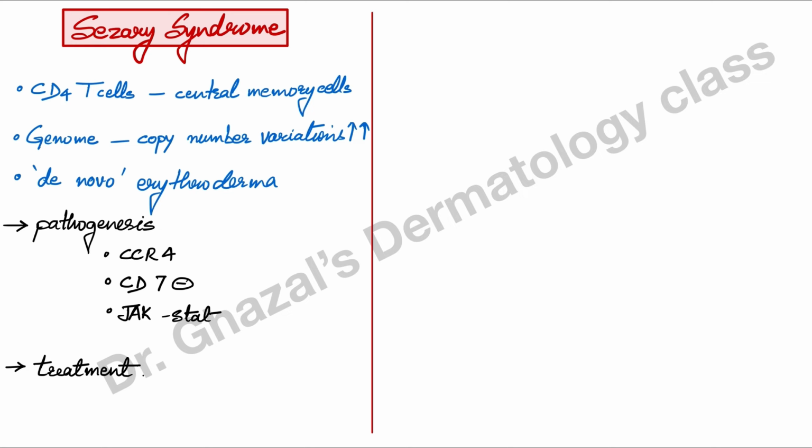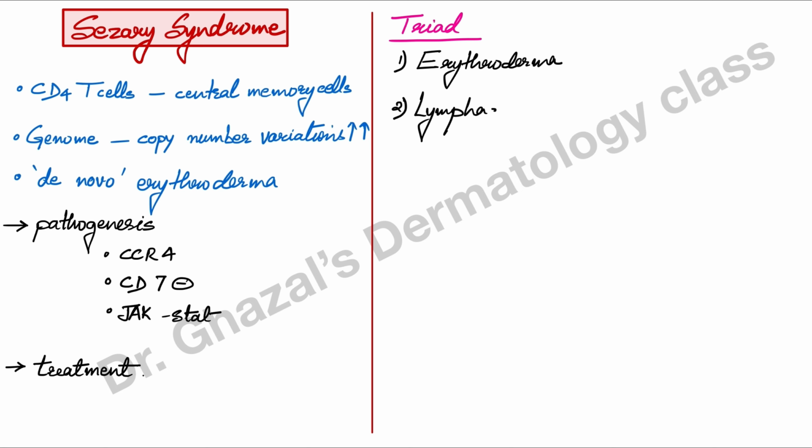Now, Sezary syndrome has historically been defined by a triad. The first of the triad is erythroderma. It is very pruritic and recalcitrant to treatment. Second is generalized lymphadenopathy. And the third one is that you have to demonstrate Sezary cells in the peripheral blood.